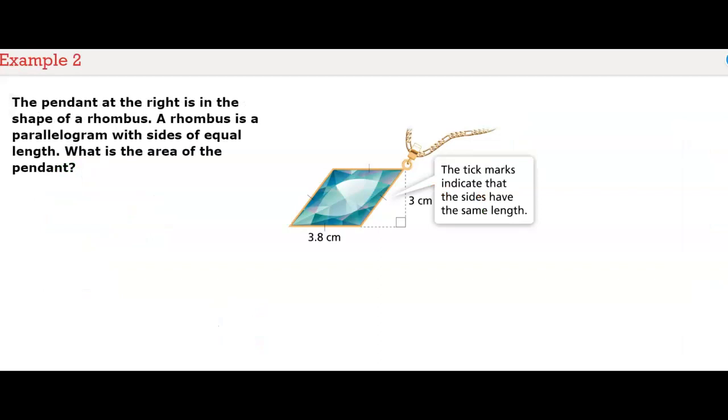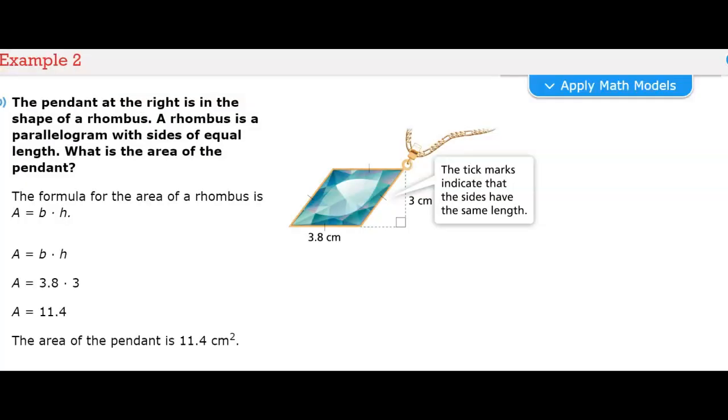The pendant at the right is in the shape of a rhombus. A rhombus is a parallelogram with sides of equal length. What is the area of the pendant? The formula is base times height, and we have the base as 3 8/10 centimeters and the height as 3 centimeters. Then you multiply the two together, and that's how you get your 11 4/10 centimeters squared.